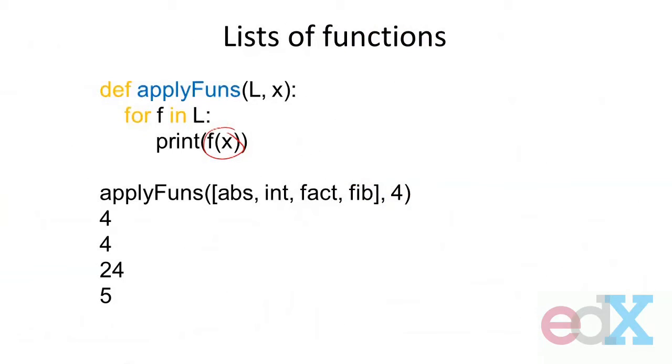What did it do? It ran through a loop where it first started off with abs as the binding for f, and then applied abs to 4, printed it out. And then in the next loop, it got int and applied int to 4, which is pretty boring, printed it out. And then it took fact and applied fact to 4, printed it out. And then fib and applied fib to 4 and printed it out. What we can say is that those functions can also be members of lists, and we can loop over those using them in places where we would like them as well. Very nice. Let's take this one more step.